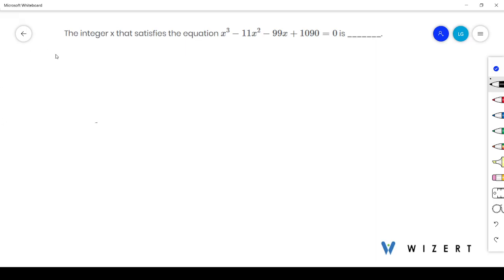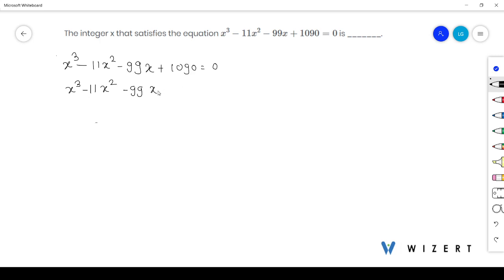Our question is, the integer x that satisfies the equation x cube minus 11x square minus 99x plus 1090 equals 0 is. Here we have to find the integer x which satisfies the equation x cube minus 11x square minus 99x plus 1090 equals 0.